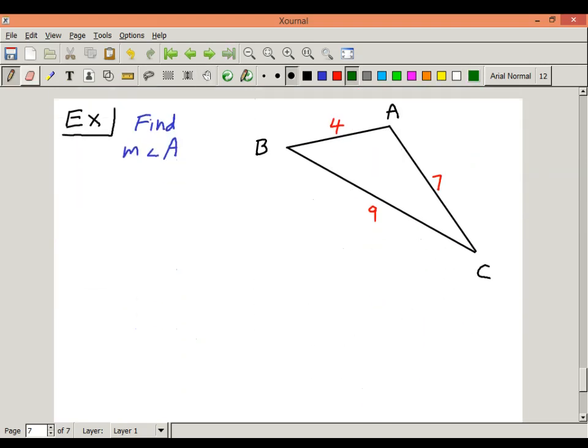Again, first check to see if you can use law of sines. If you can't, you've got to use law of cosines. Notice I don't have any angles in this triangle. There's no way I can use law of sines to start this problem. I don't know any angles.